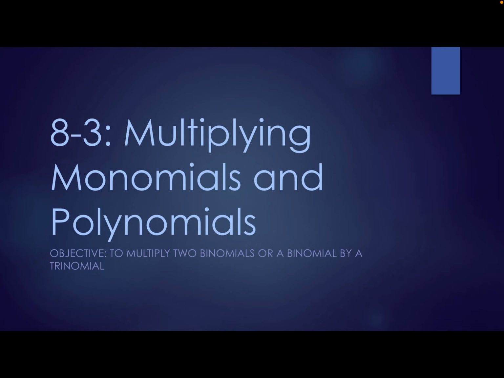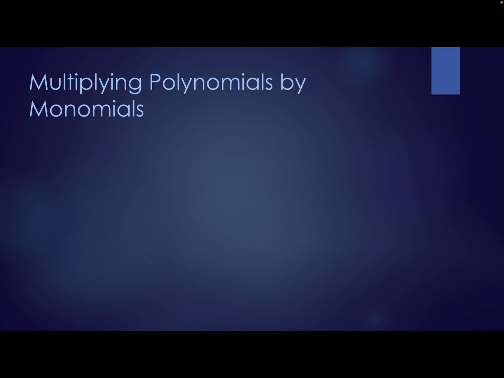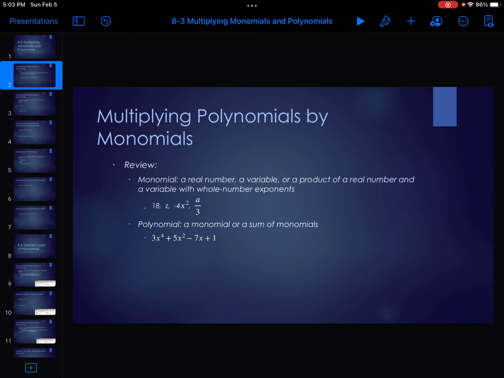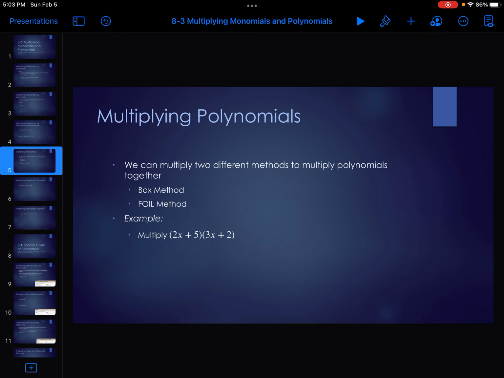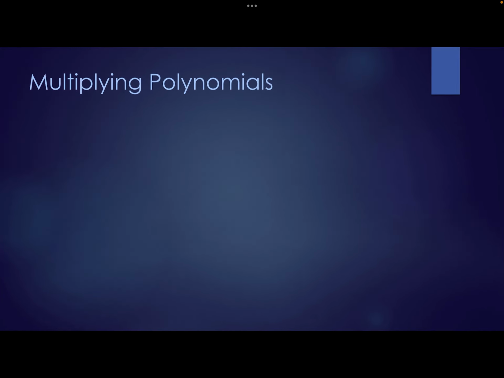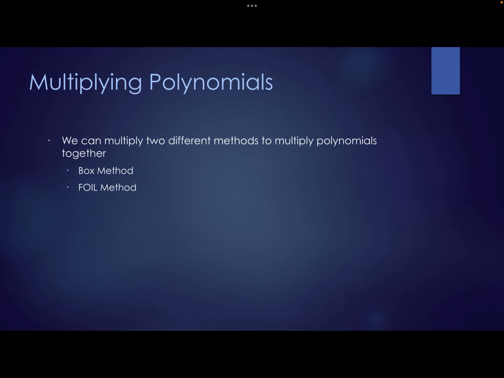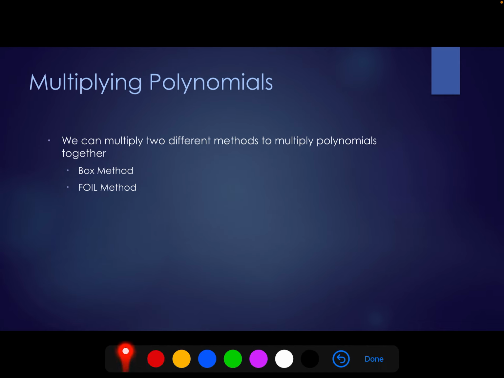We're still on Chapter 8, Section 3, and this time we're going to be taking a look at multiplying polynomials by polynomials. So, when we're multiplying two polynomials together, there are two different methods that we can use to do this. The first method is called the box method, and the second method is called the FOIL method. We're going to go through examples of both so you can try both out, see which one you like more, and then stick with that method.